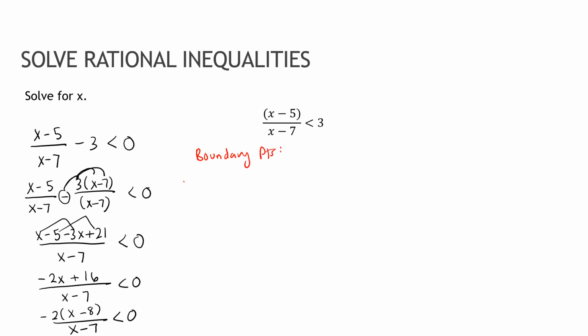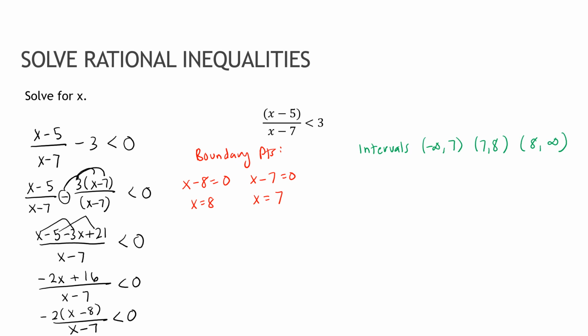I'm going to set x minus 8 equal to 0. So x is 8. I'm going to set x minus 7 equal to 0. So x is 7. Those are my boundary points. So again, as I'm setting up my table for my intervals, I'm using negative infinity to 7, 7 to 8, 8 to infinity.